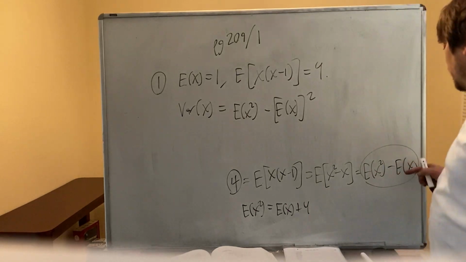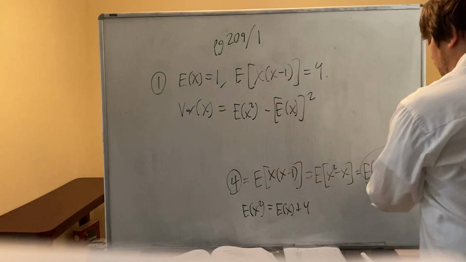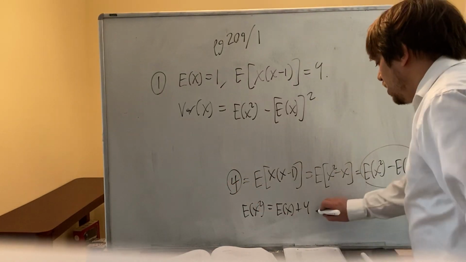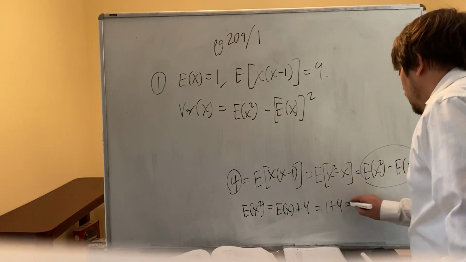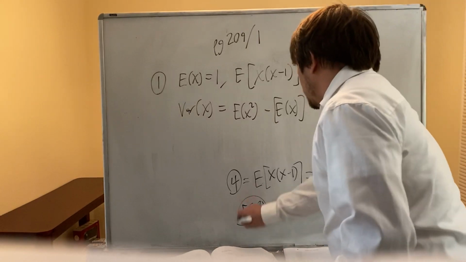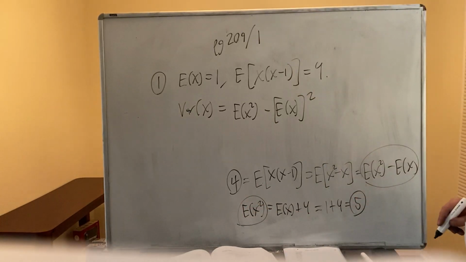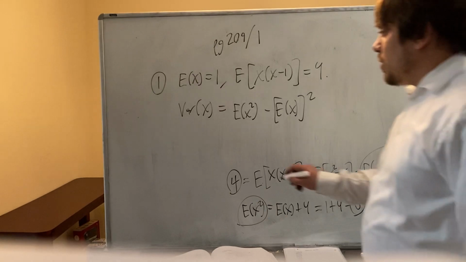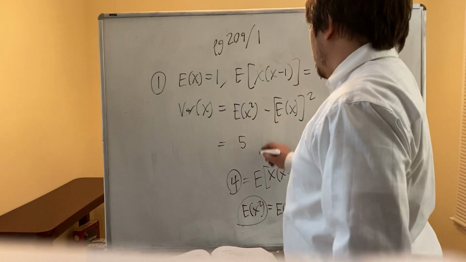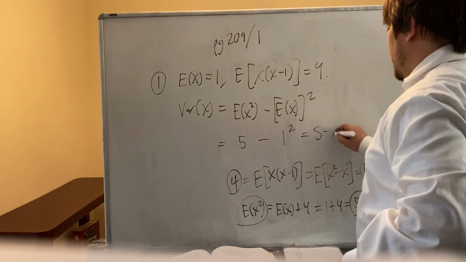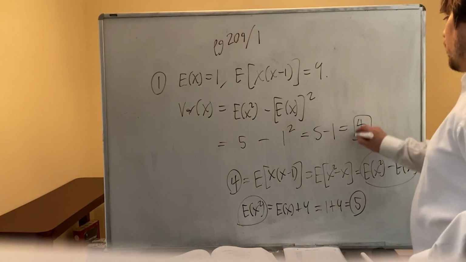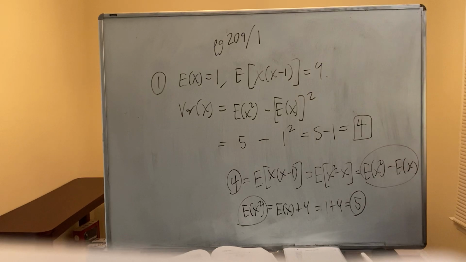Right? If we add e of x to both sides, e of x squared is e of x plus 4. Well, we're given that e of x is 1, so this is 1 plus 4, which is 5. So e of x squared is 5. Okay, so the variance is e of x squared, which is 5, minus e of x, which is 1, squared. This is 5 minus 1, which is 4. So the final answer is 4. All right, so the variance of x is 4.